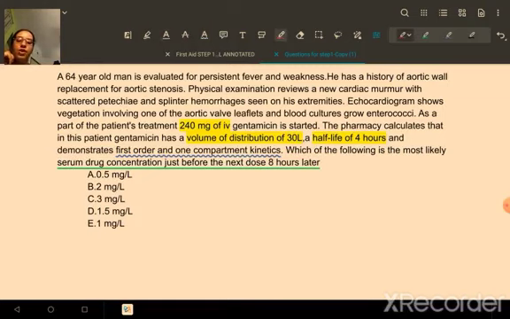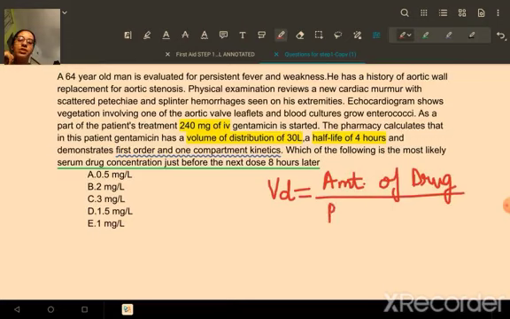We need to know the formula of VD for this question. Volume of distribution is basically the amount of drug that we have given to the patient, or the dose of the drug, upon the plasma concentration of that drug. Now in this question, if we use this formula, we already know the VD, and we already know the amount of drug that has been given, 240 mg.